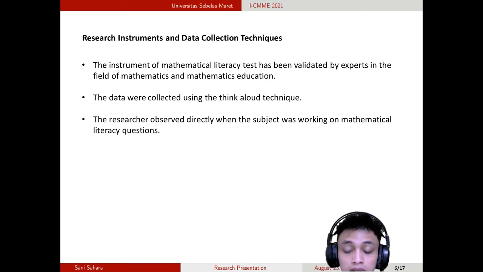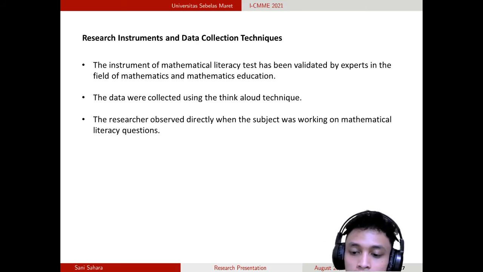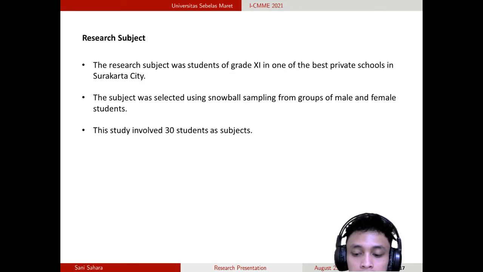Think-aloud is one of the methods of collecting data, through pronouncing everything that is thought by the research subject related to the test or problem that is done during the work. The next is research subject.